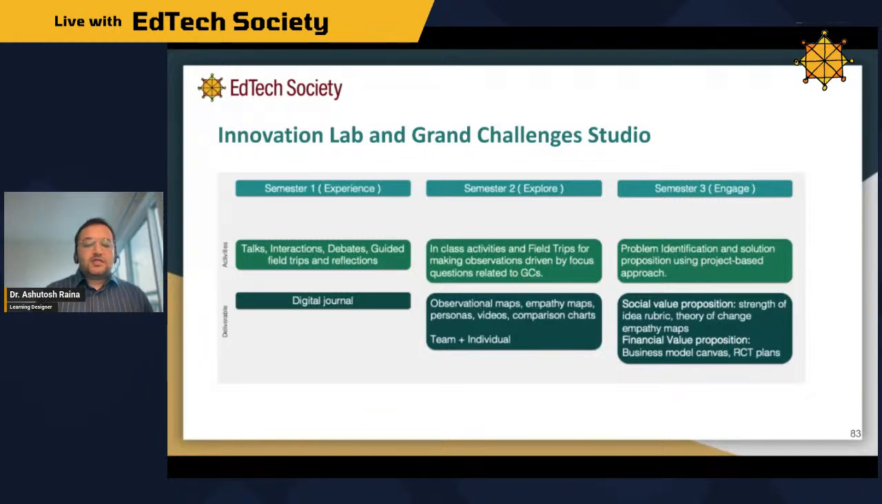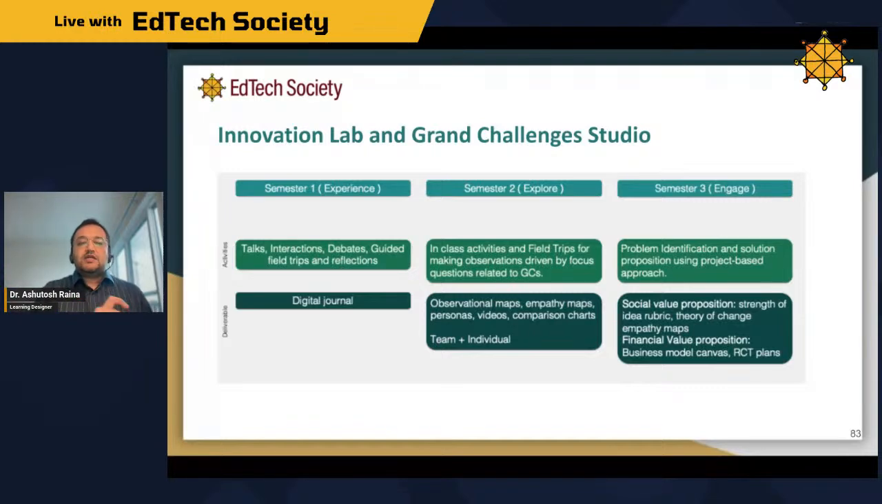In the second semester, you are looking at certain activities in the class and certain field trips that you, as a group and individually, will go out and perform. So what do we do here? We actually give them certain tools, like how do you make open-ended observations, how do you do open-ended interviews, and through these tools they go out with a focus question and they collect observations to define problems. Okay, we are not talking of solutions here, we are only talking of problems.